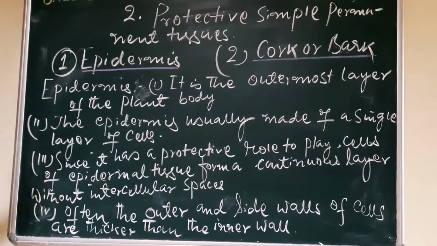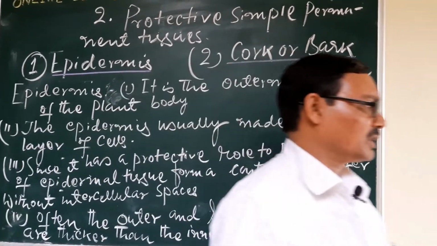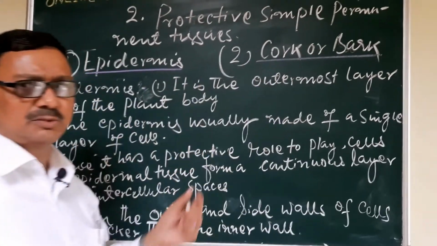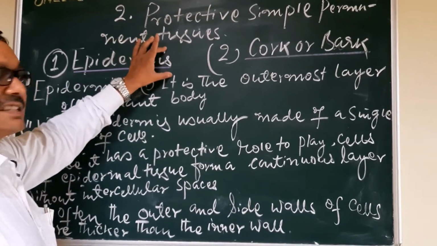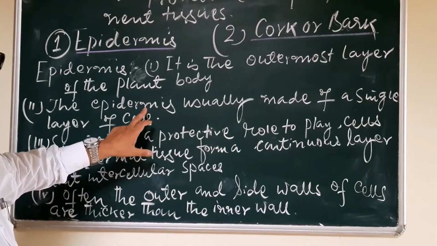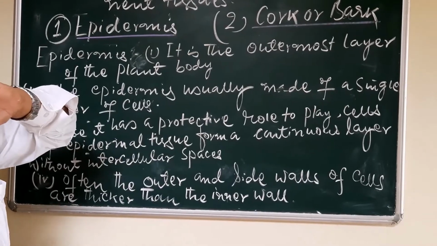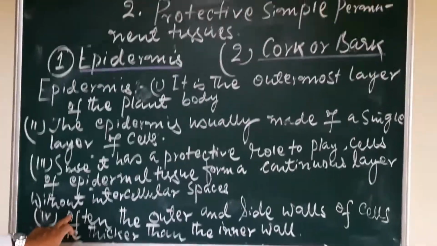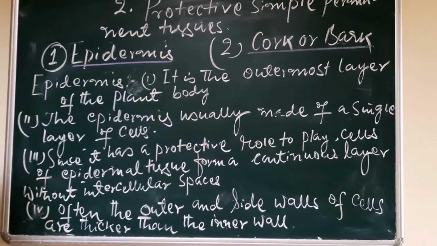Here I have written 4 important features. It is the outermost layer. The entire plant body is covered with this type of tissue, that is the epidermis. But the epidermis is usually made of a single layer of cells. That layer is in continuity, a continuous layer without intercellular spaces.